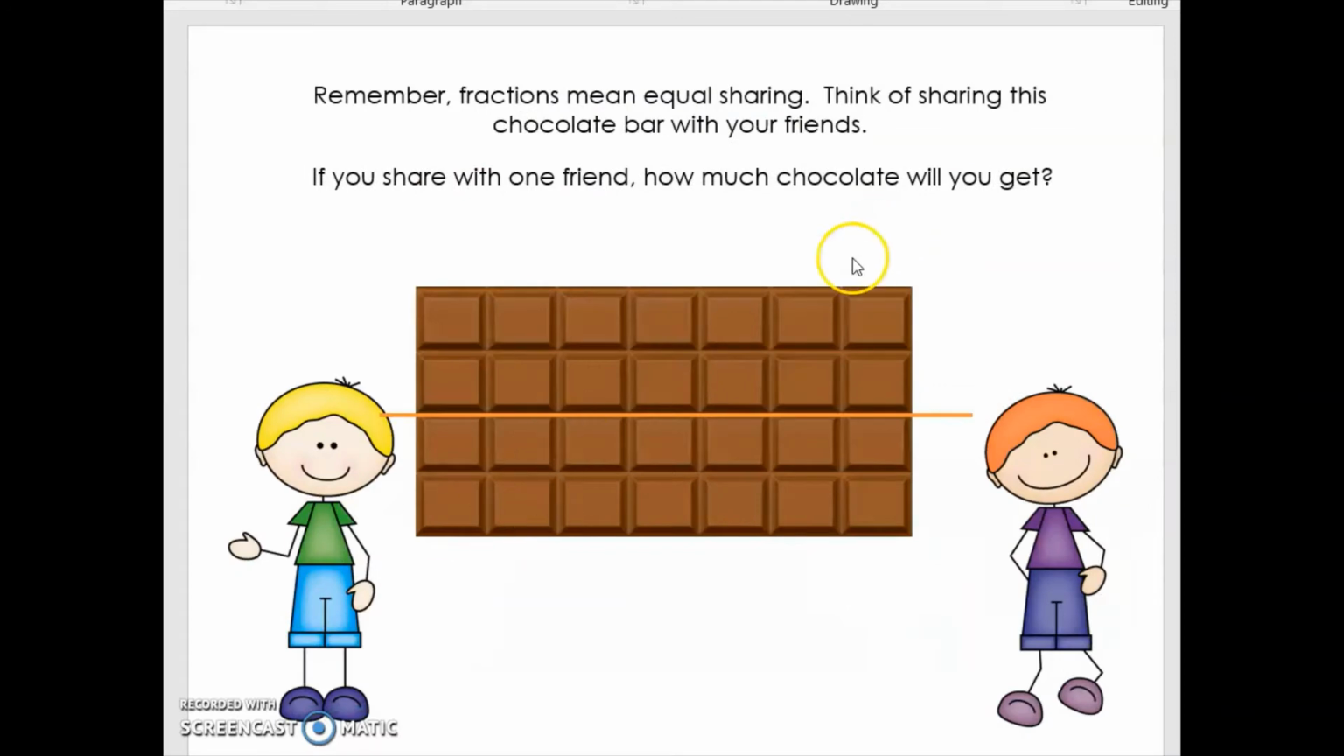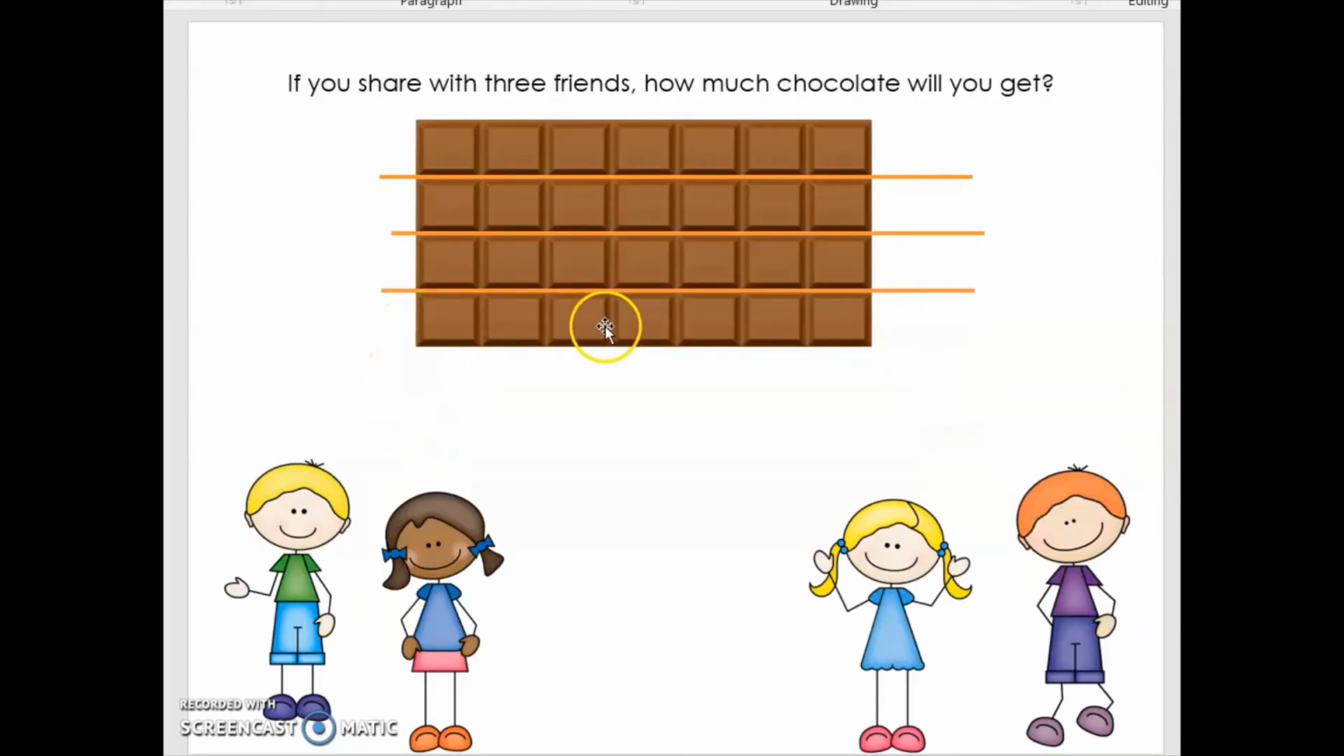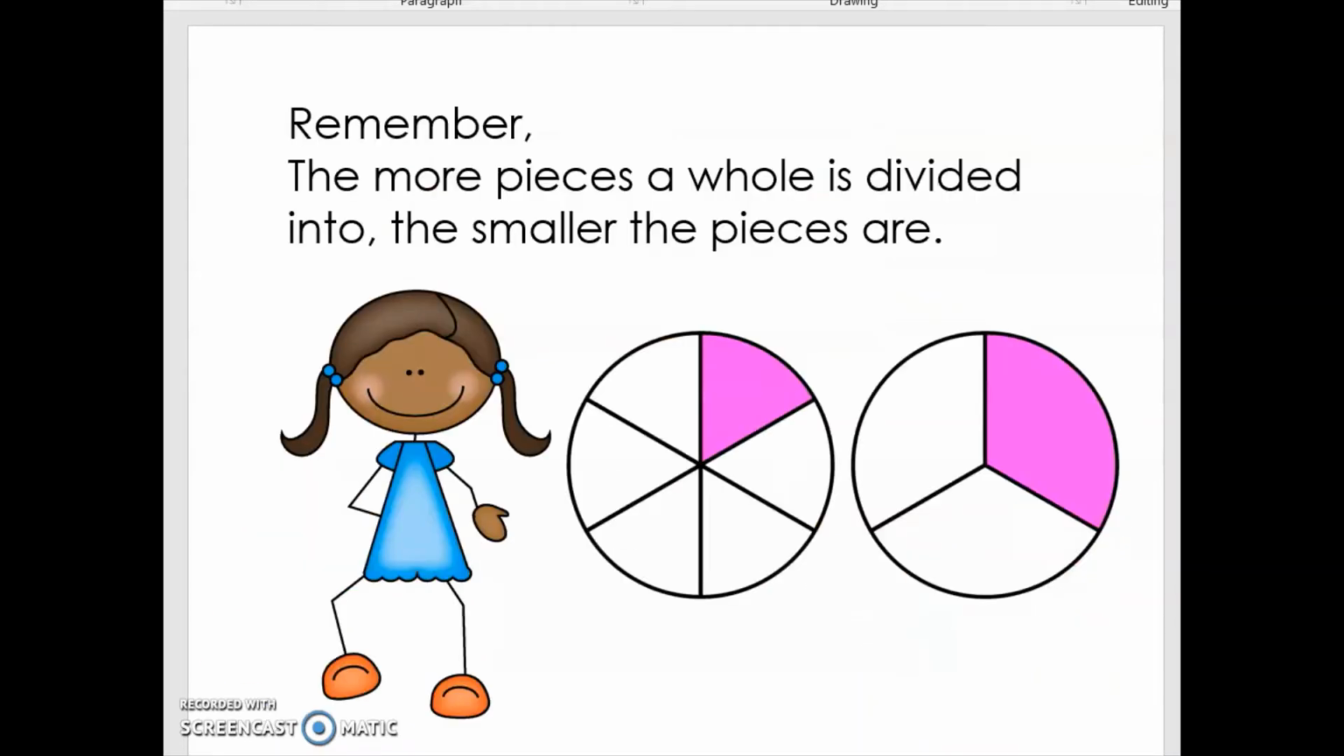Look at when you only split with one person. Look how much bigger your piece of candy was. Look at it. It's only 1 row now. The more parts you divide it into, the smaller one part is. Okay, remember, the more pieces a whole is divided into, the smaller the pieces are.